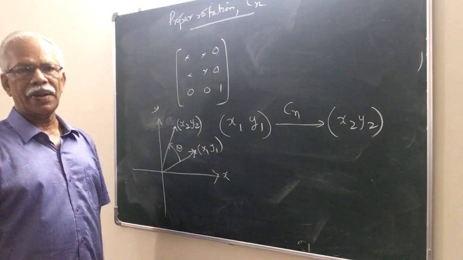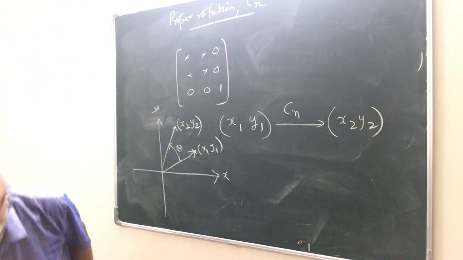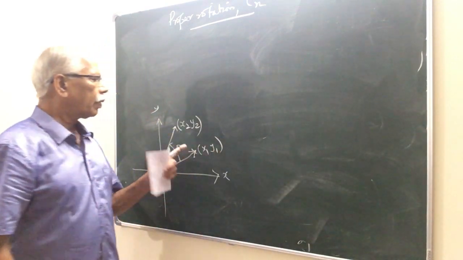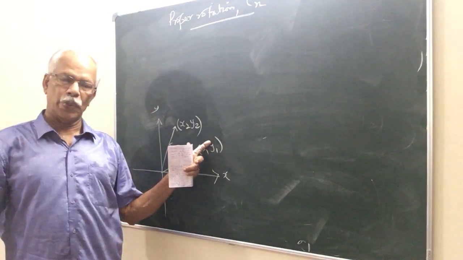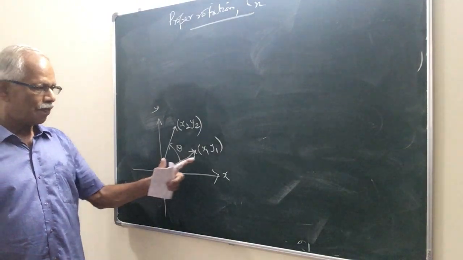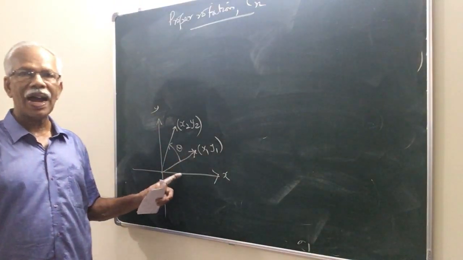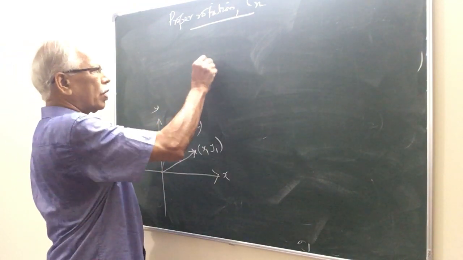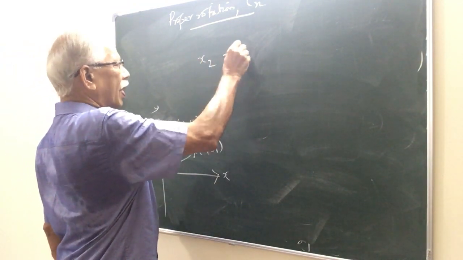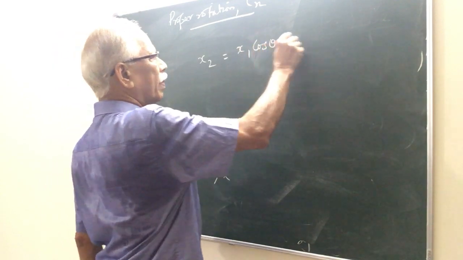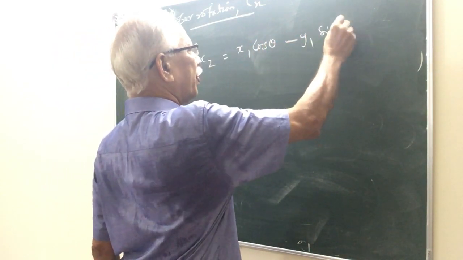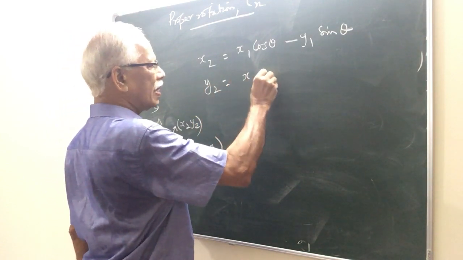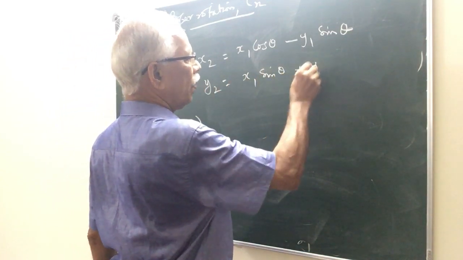By simple geometry, we can show that the coordinates x2 and y2 will be related to x1, y1 and the angle theta by this equation: x2 is equal to x1 cos theta minus y1 sin theta. y2 is equal to x1 sin theta plus y1 cos theta.